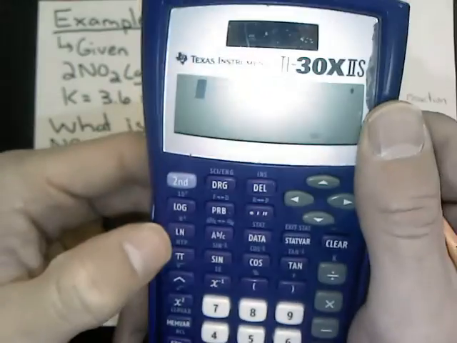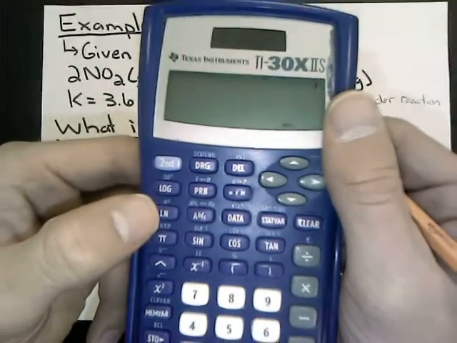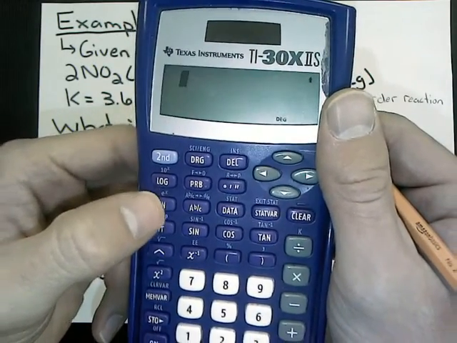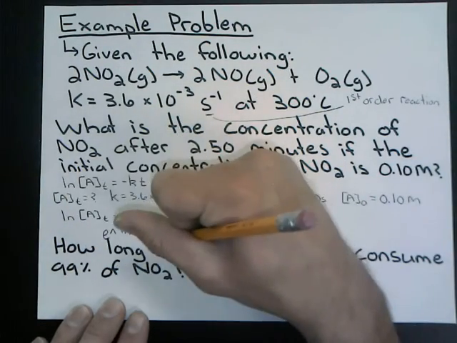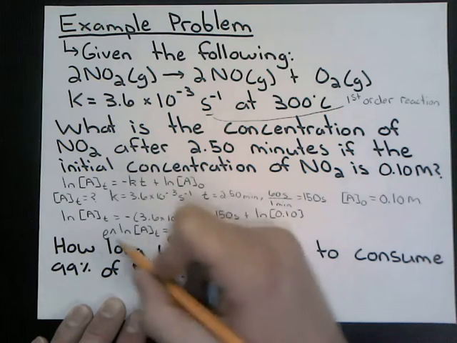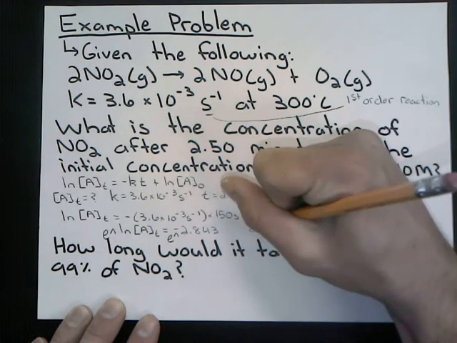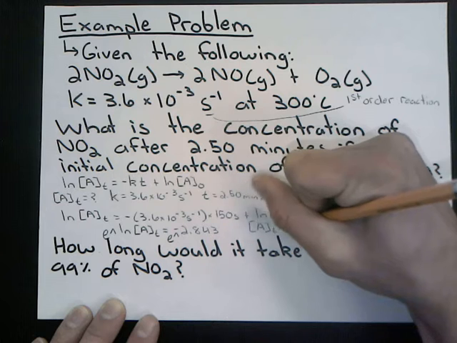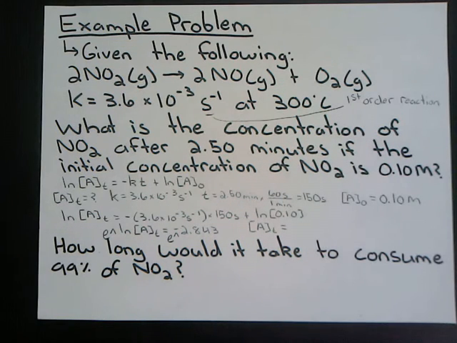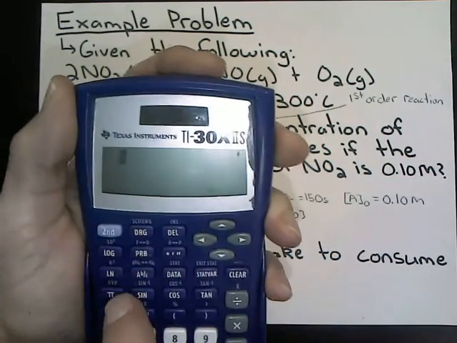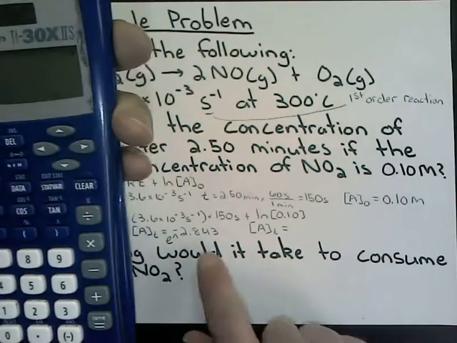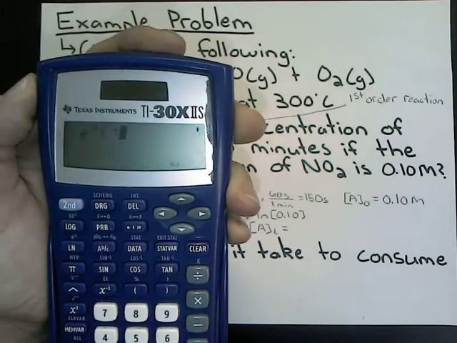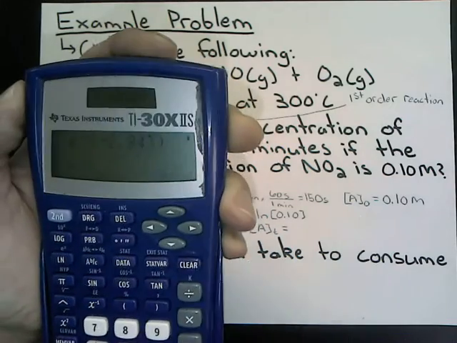If you check out on the calculator, the inverse of the natural log is e to the x button. So we're going to take both sides by e to the x. That will eliminate this business here, and it will allow us to just solve for the concentration at this specific time. So we're going to put inverse, e to the x, and negative 2.843. We're going to press enter.